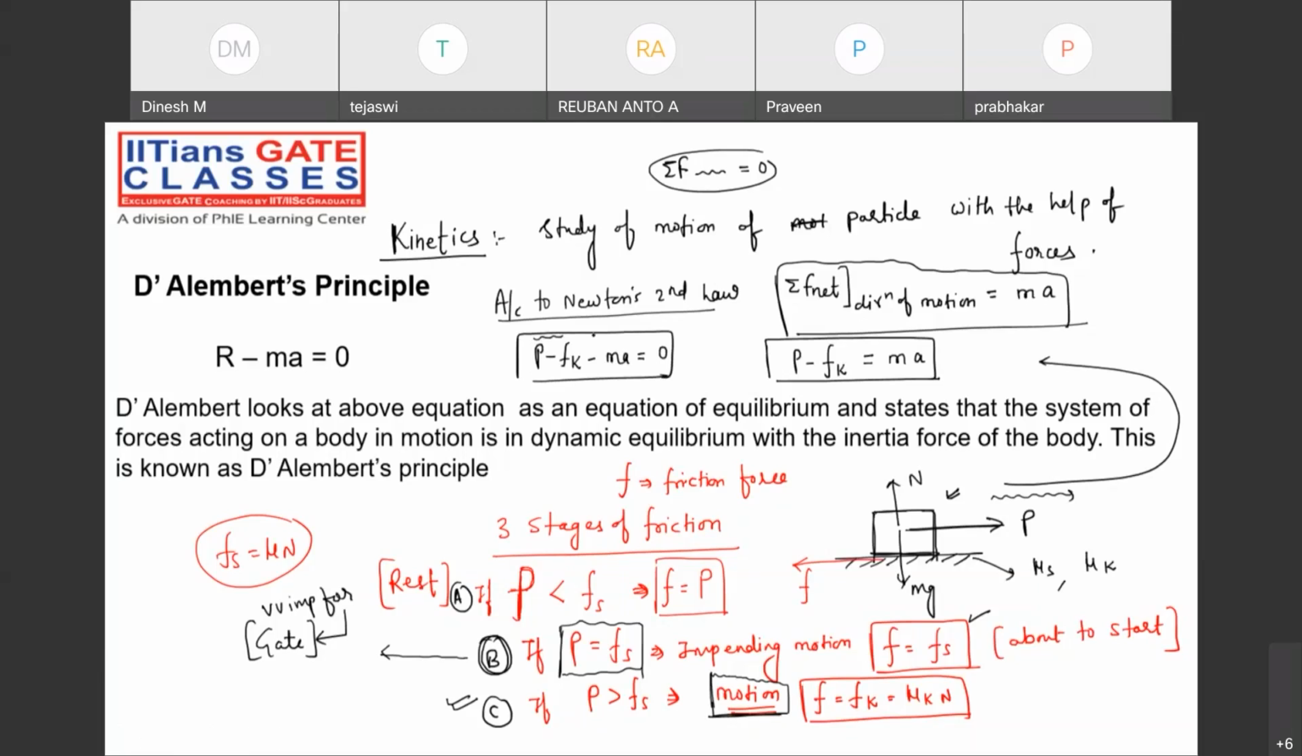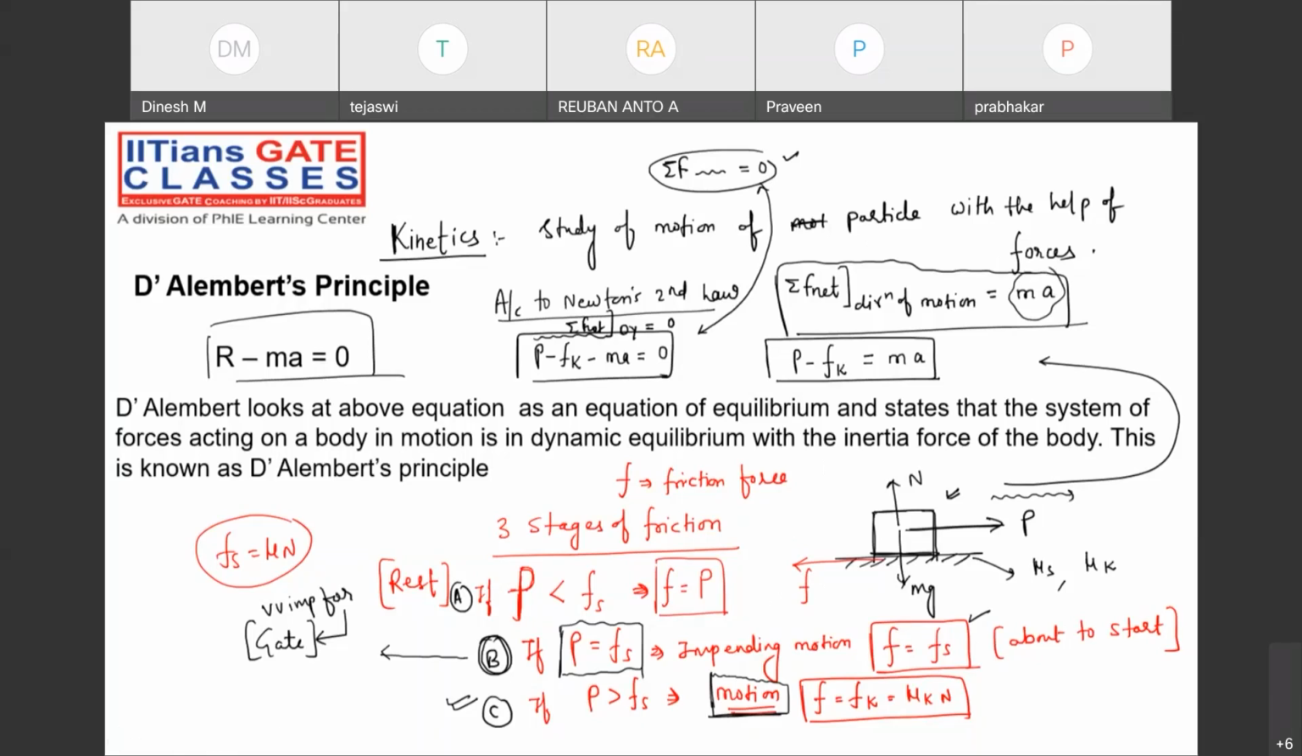So it will look like this: the net force under dynamic equilibrium condition is equal to 0. That is the statement, where R is nothing but the resultant force. Net resultant force minus ma will be equal to 0. Understanding? This is the condition for static equilibrium, but we are maintaining the body even under motion, maintaining dynamic equilibrium conditions by applying one pseudo force. That pseudo force we call ma, in the opposite direction.